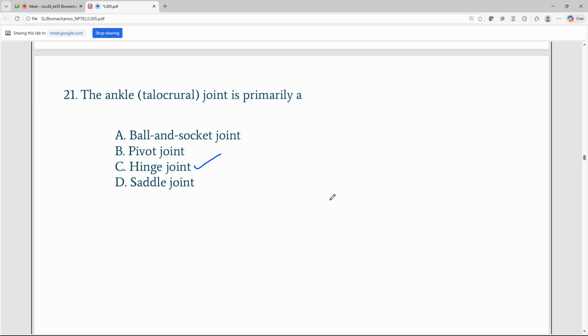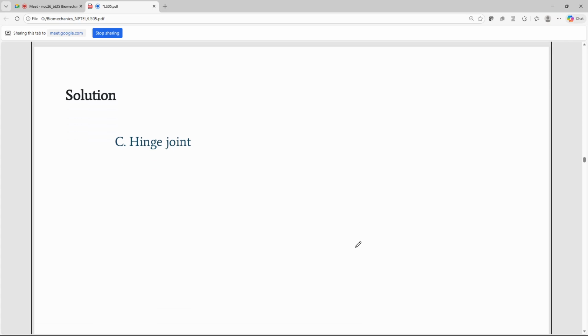So I have shown you the dorsiflexion and plantar flexion movement, that is the upward movement and downward movement of the toes. From that movement itself, the type of joint can be understood. It is a hinge joint. Option C, hinge joint.